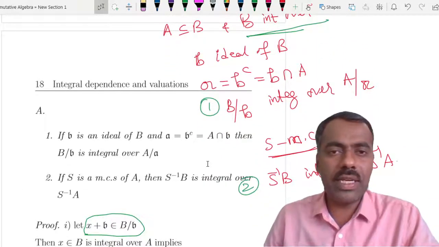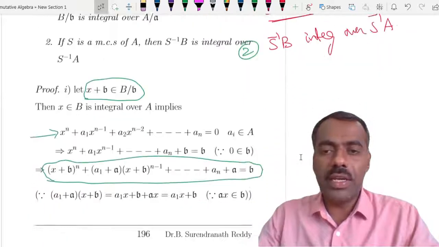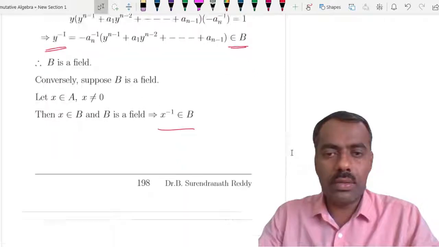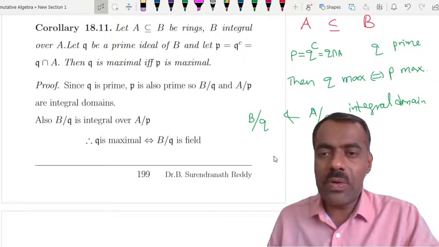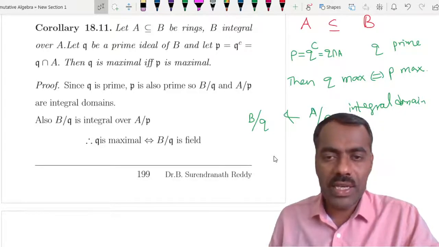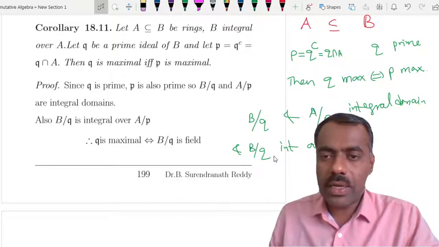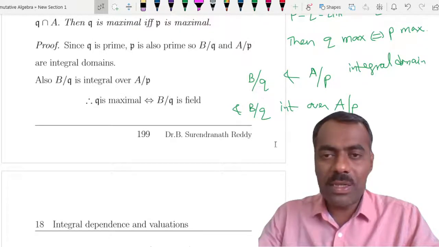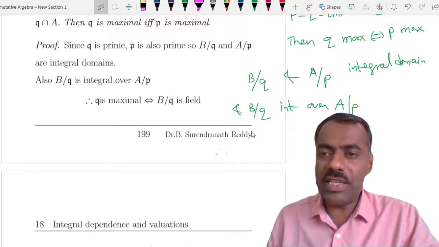Here we proved that if we take any ideal and its contraction, then the quotient ring is integral over the other, right? So B over Q is integral over A over P because B is integral over A. Therefore, if one of them is a field, then the other has to be a field.